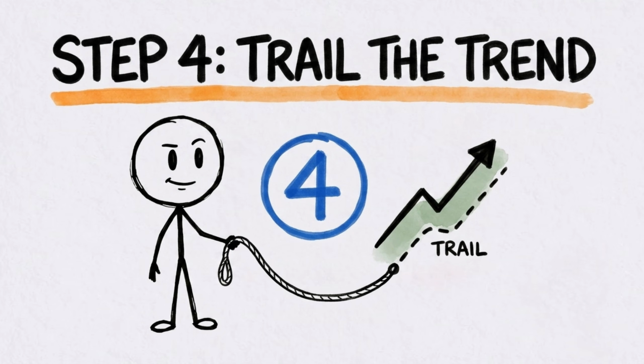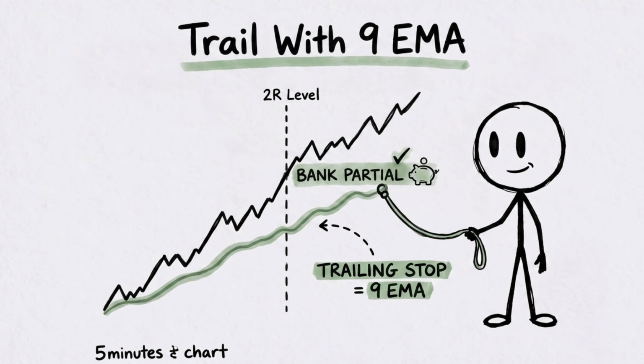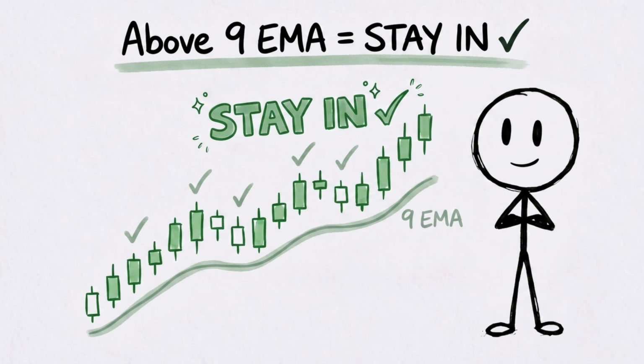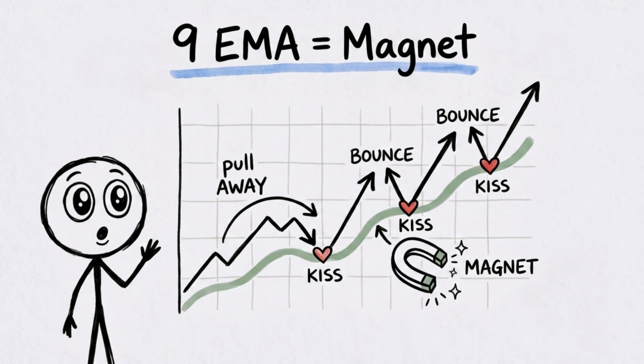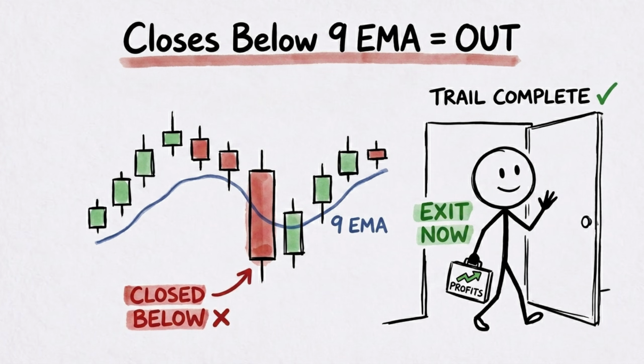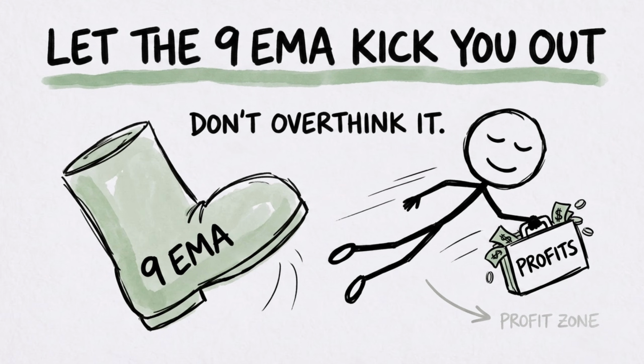Step 4, trail the trend. After you bank partial profits at 2R, trail the rest. Use the 5-minute EMA as your trailing stop. As long as price stays above it, you stay in. Look for this pattern: price trends higher. The 9 EMA acts like a magnet. Price pulls away, then comes back to kiss it and bounces again. That's healthy. But when price closes below the 9 EMA on the 5-minute chart, you're out. Trail complete. The key idea? Let the 9 EMA kick you out.